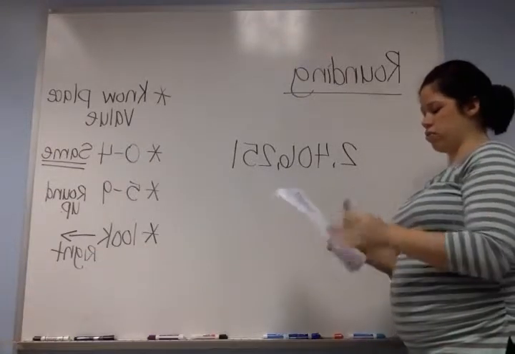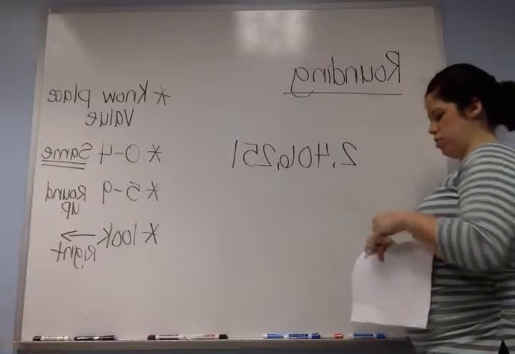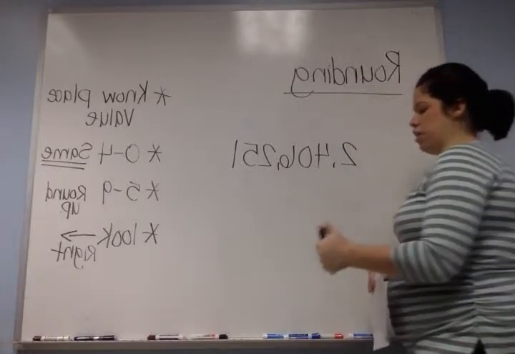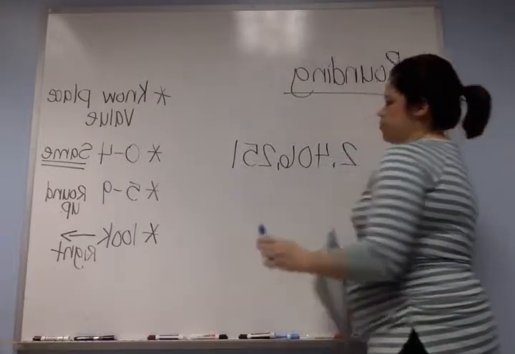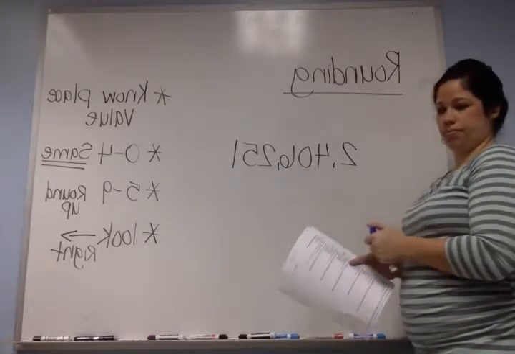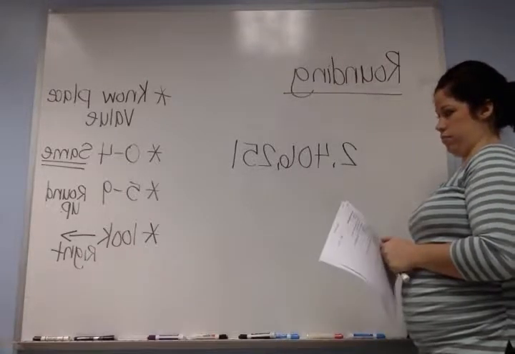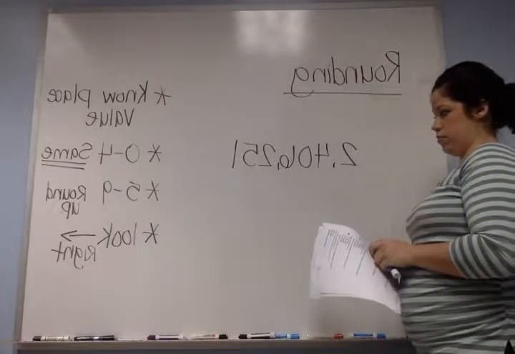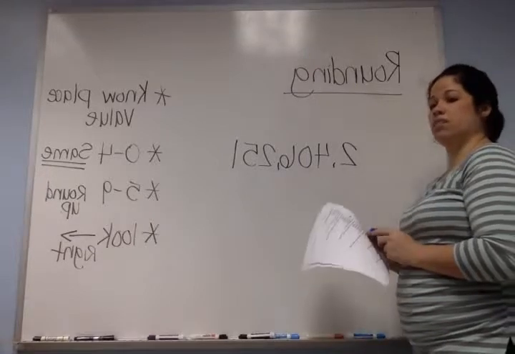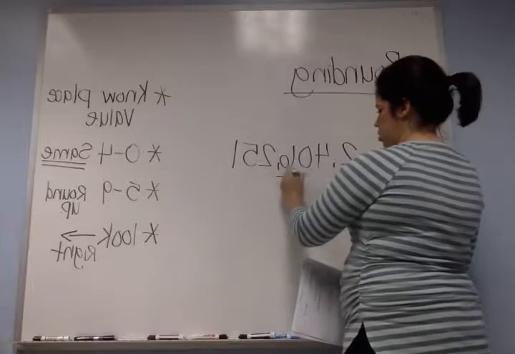All right, we're going to round to the nearest thousands place. So what's the first thing you need to do? You have to know where the thousands place is, okay? I'll give you about 30 seconds. Everybody should have the place value now. I'm going to underline it, rounding to the nearest thousands place.